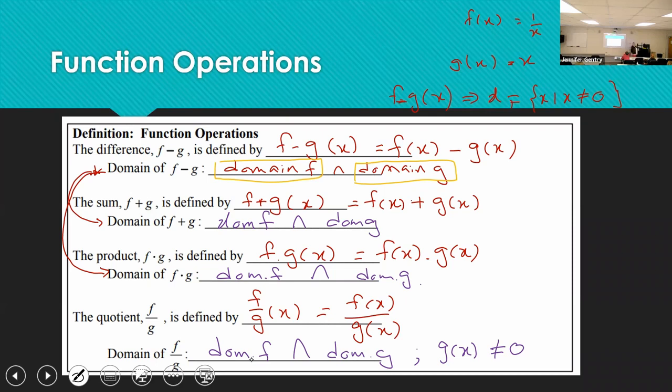Negative? Okay. Was this helpful? Yeah. Perfect.